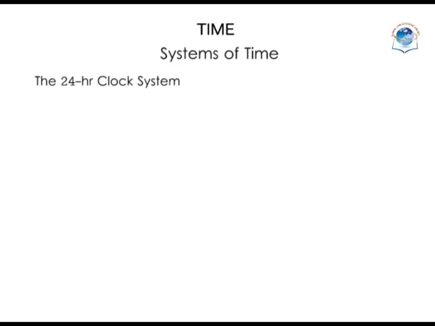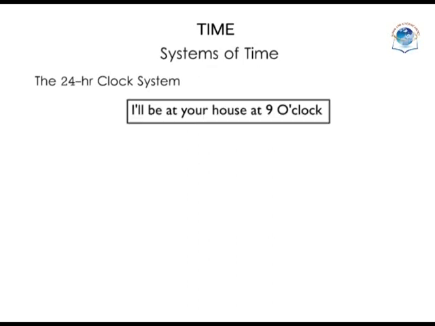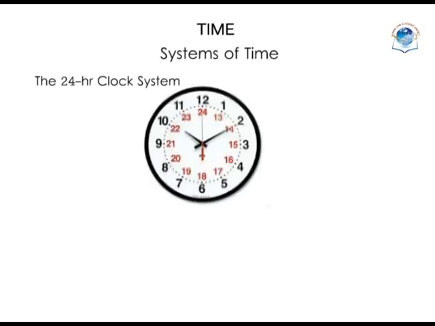The 24-hour system. Now, suppose a friend sends you a text: I'll be at your house at 9 o'clock. You will need to know if they mean 9 a.m. or 9 p.m. The 24-hour clock system does not use AM and PM. This is a 24-hour clock. In this system, midnight is 0000 hours. This is when the day begins.